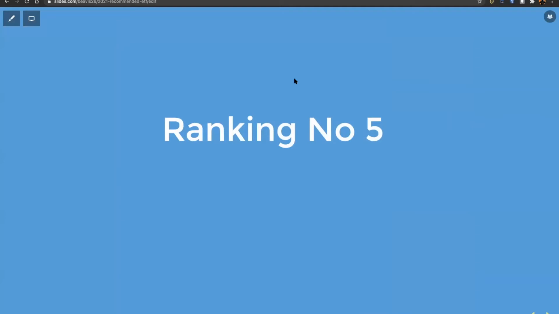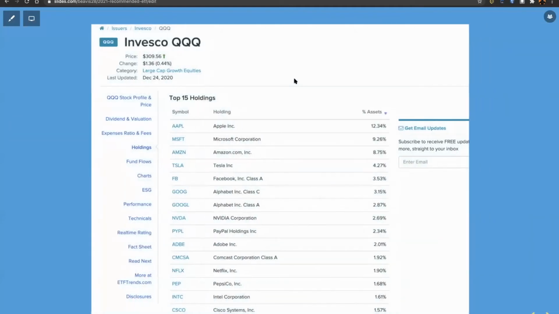So the ranking number 5 is QQQ. QQQ is one of the most famous ETFs. It consists of many technology companies: Apple, Microsoft, Amazon, Tesla, Facebook, Google, Nvidia, PayPal, Adobe, all of this. They even have Tesla too. Tesla is 5%, which is also another reason it's growing.